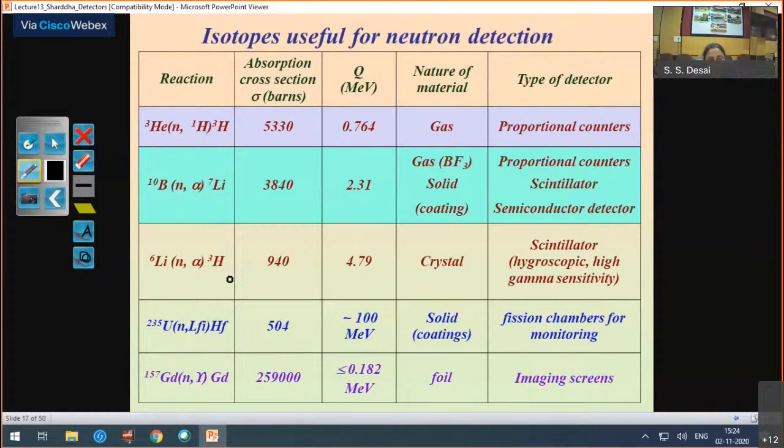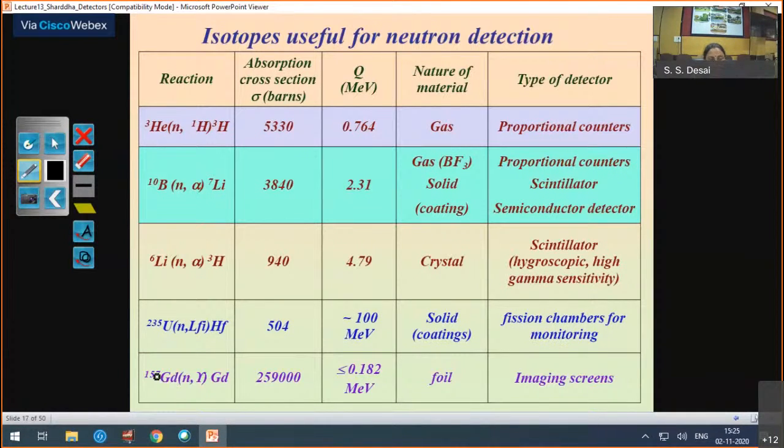Whereas going for lithium, yes, it has a very good Q value, so gamma discrimination is possible, but its absorption cross section, though it is low, it is very highly hygroscopic, and we have to make very good crystals out of it, and these hygroscopic crystals have to be handled very carefully. So lithium can be used mostly in scintillation detectors. Now uranium-235, which can be a coating, again has a very low absorption cross section, but these are solid coatings which are usually used in fission chambers.